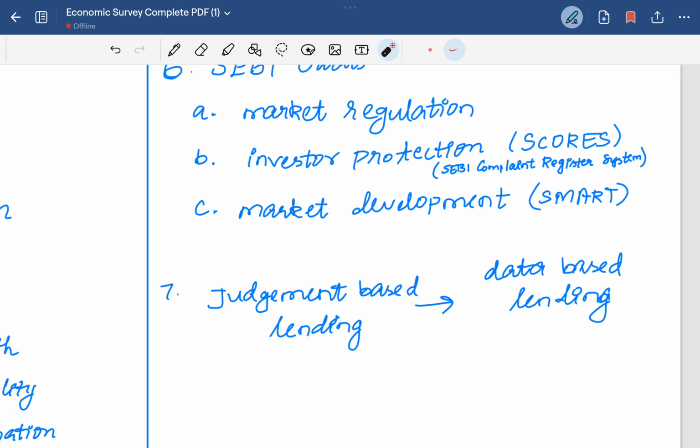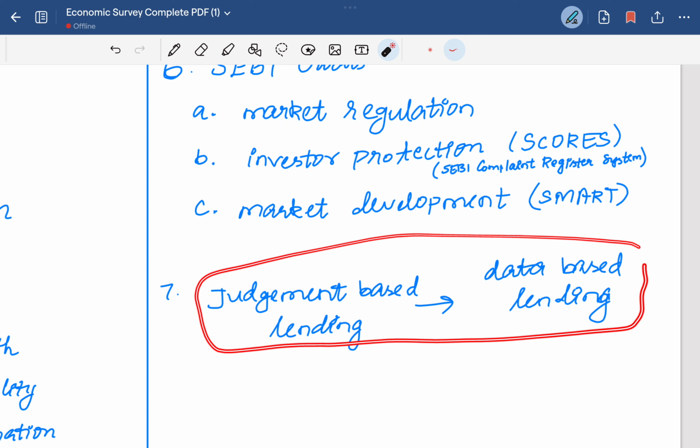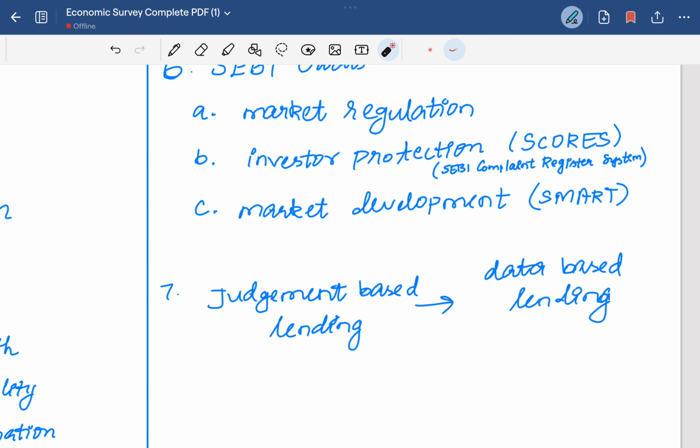Then a quote: the banks should move from judgment based lending to the creditors to data based lending, so that there will be better credit dispersal and also reduction of the NPAs of the banks. That's all.